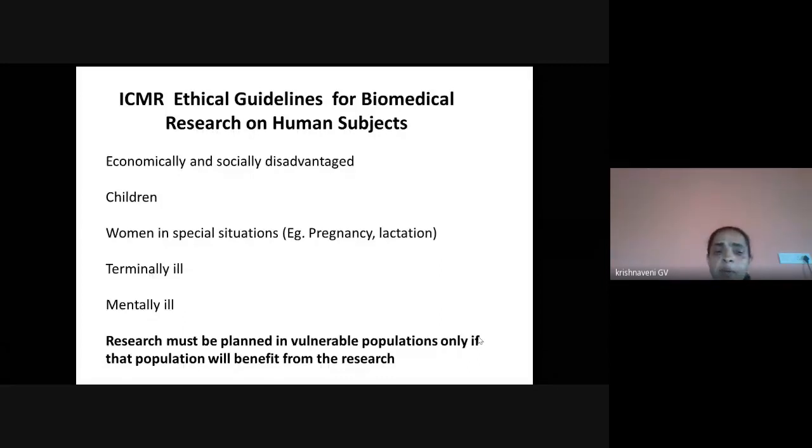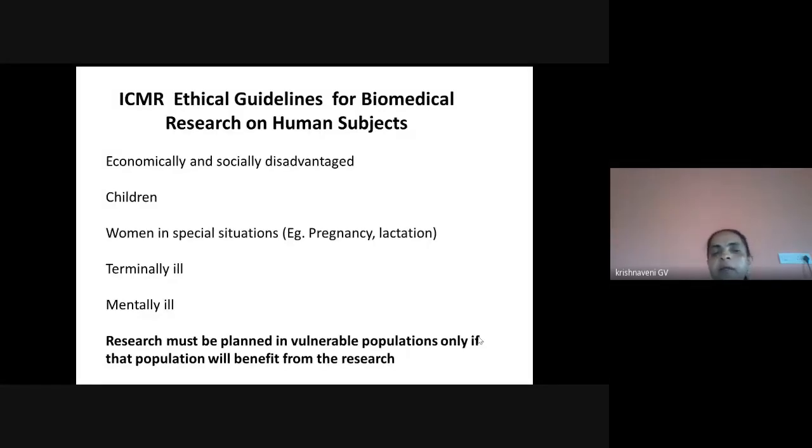Similarly, terminally ill people who are in the last stages of their life due to severe illnesses will be considered vulnerable. So research must be planned in vulnerable populations only if that population will benefit from the research. You can't do research in vulnerable groups to benefit some general healthy population. So if you do research in children, it should help children. If you do research in the mentally ill, it should help the mentally ill population in the world. So that is one of the mandates for doing research in vulnerable populations.